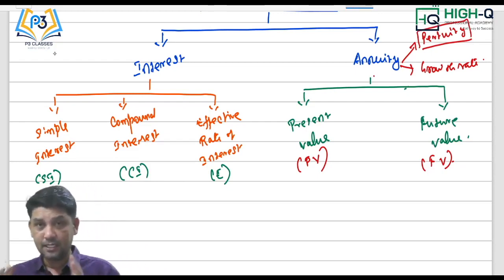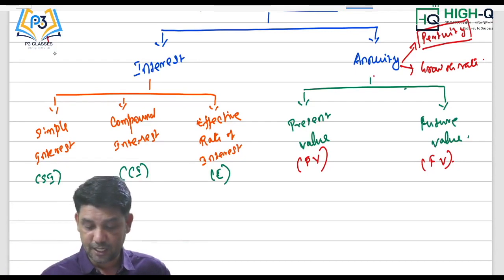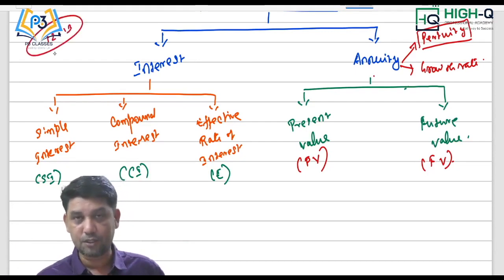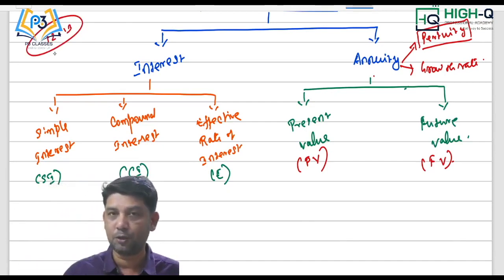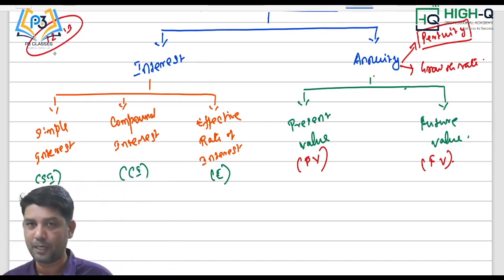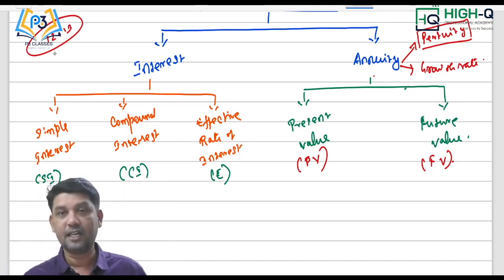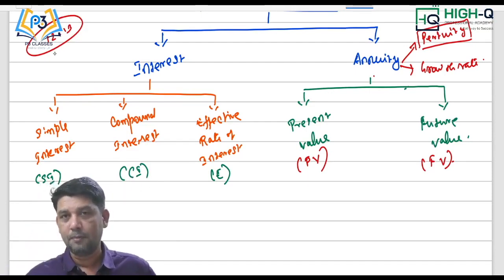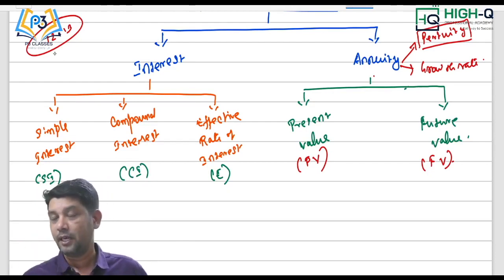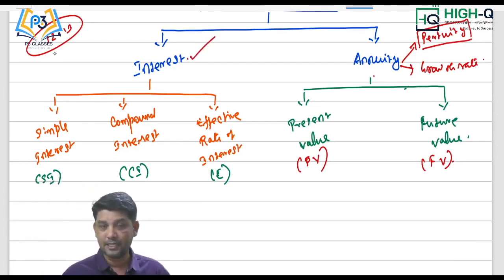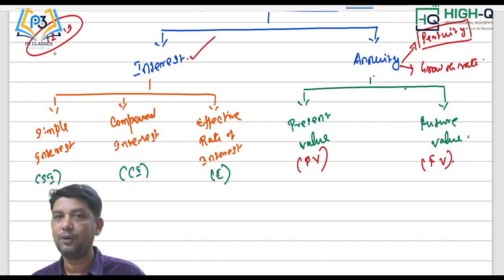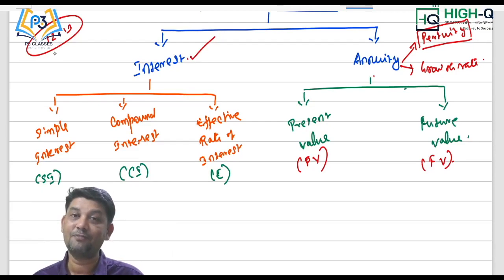Now, in this interest and annuity topic, 12 to 13 marks are expected. You may be wondering which part the majority of the questions can be asked from. If 12 questions are coming, at least 8 to 9 questions will be asked from interest. Please understand, you people are giving a lot of importance to annuity and ignoring interest. But actually speaking, one of the most important topics in time value of money is interest.